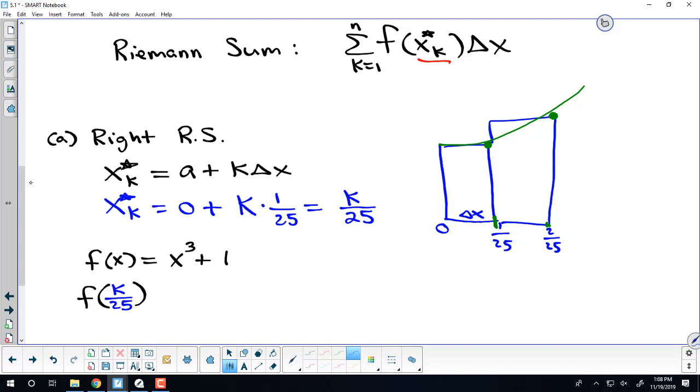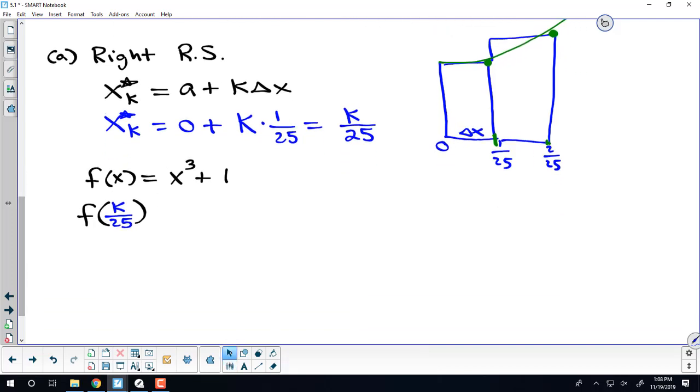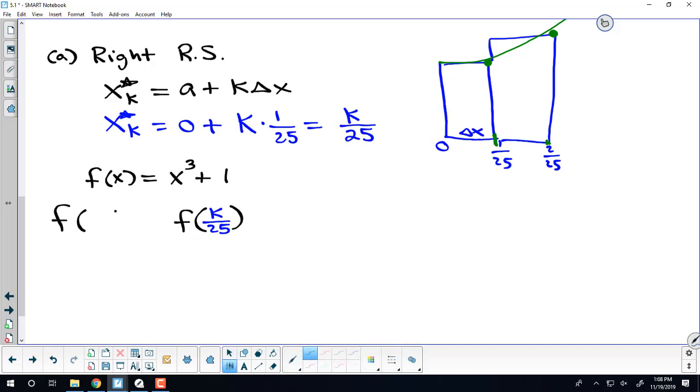So there's our f of x star. Let me skip this over. So this is f of x star sub k, which is f of k over 25, which is equal to the input cubed plus 1, is what our function does. So f of x star is f of k over 25, which is k over 25 cubed plus 1.